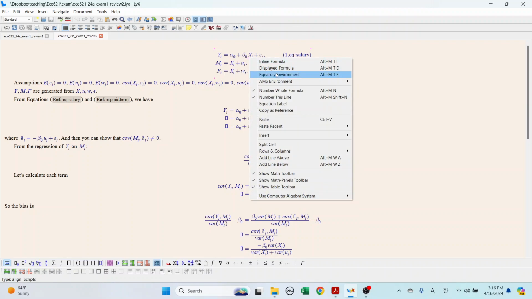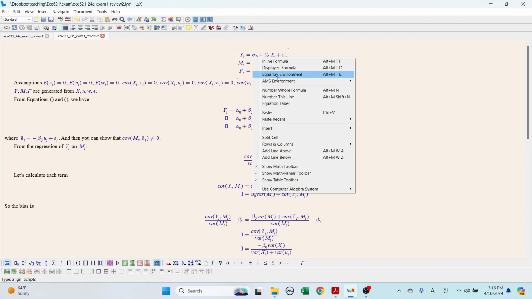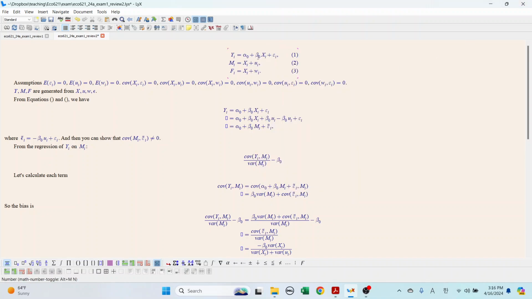So, let's see. Think about three equations. We number them, because we want to mention those equations in a later part, right? So I define equations here, but we have to mention them somewhere later, right?